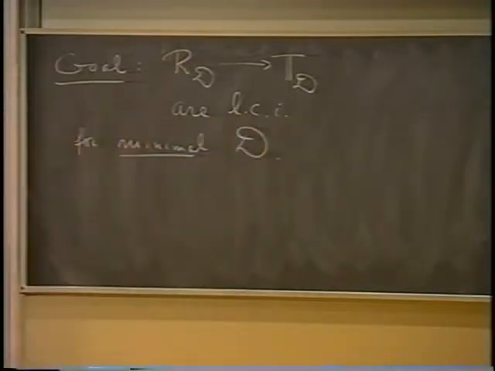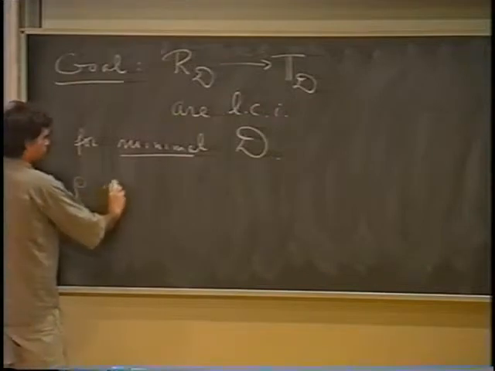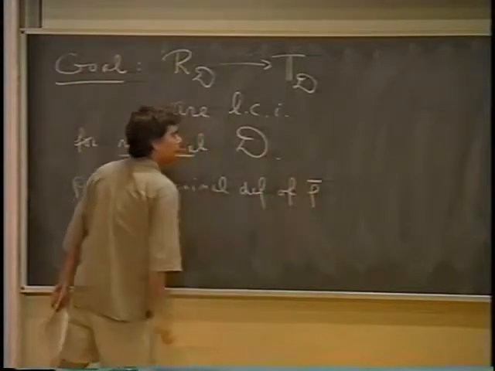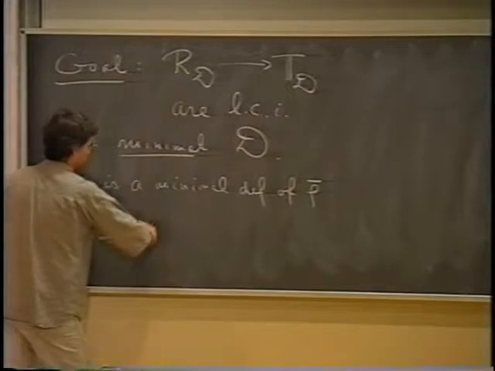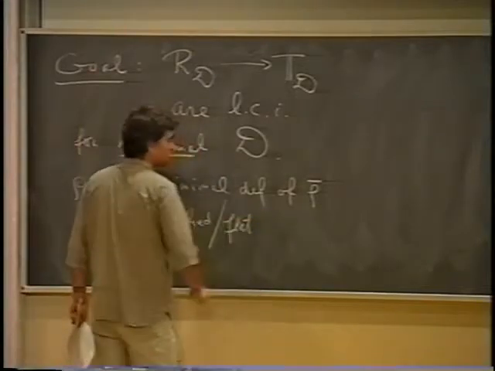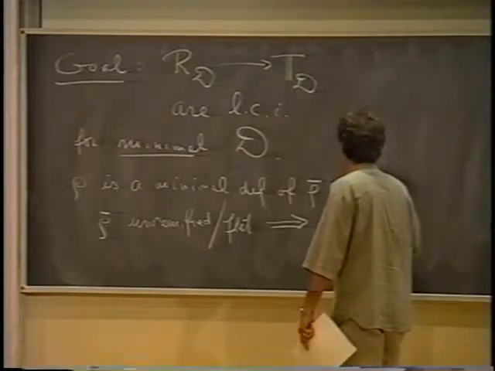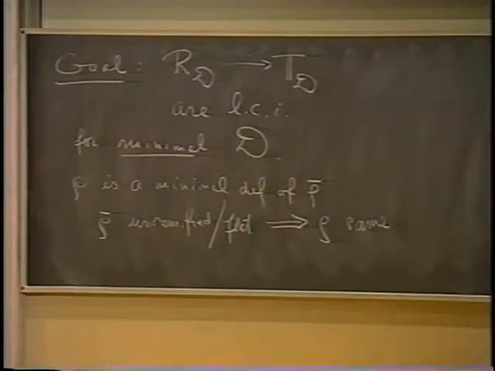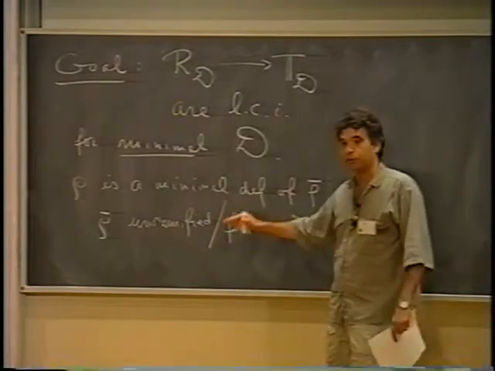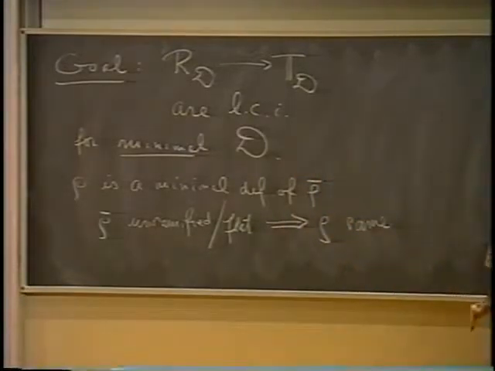Now I want to start by saying a few words about minimal. We will say that the deformation rho is a minimal deformation of rho bar, meaning that if rho bar is unramified at a certain prime away from P, or flat at P, we require that rho be the same. So in particular, if rho bar happens to be both ordinary and flat at P, we require that the deformation is flat.